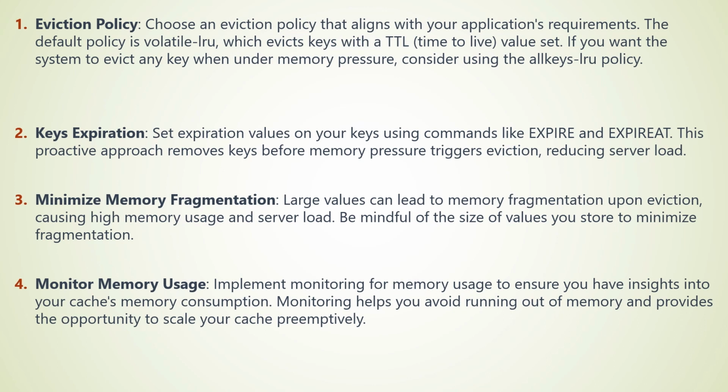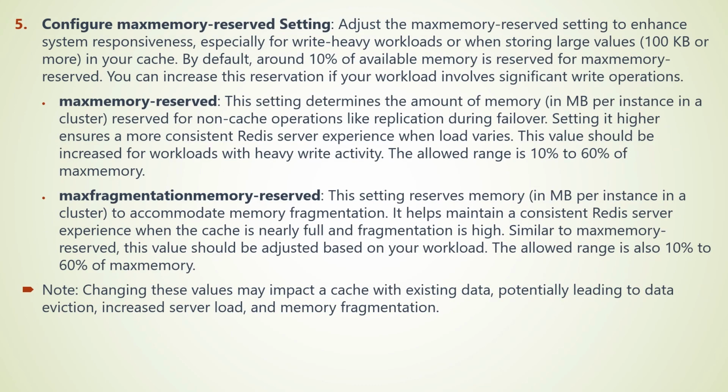Monitor memory usage. Implement monitoring for memory usage to ensure you have insights into your cache's memory consumption. Monitoring helps you avoid running out of memory and provides the opportunity to scale your cache preemptively. Configure the maxmemory-reserved setting. Adjust the maxmemory-reserved setting to enhance system responsiveness, especially for write-heavy workloads or when storing large values, 100 kilobytes or more, in your cache. By default, around 10% of available memory is reserved for maxmemory-reserved. You can increase this reservation if your workload involves significant write operations.